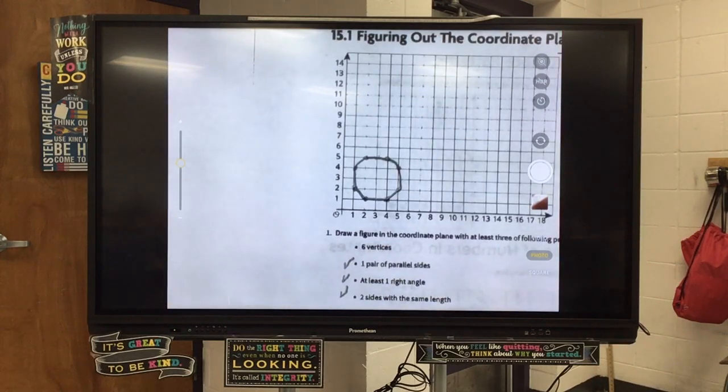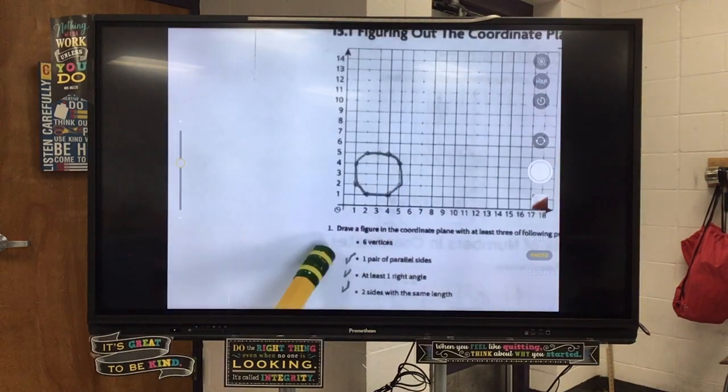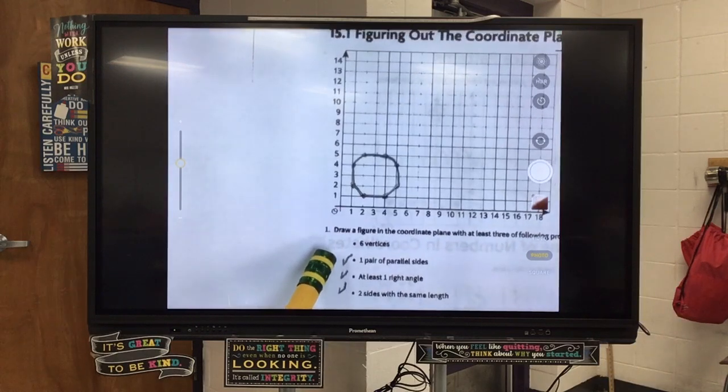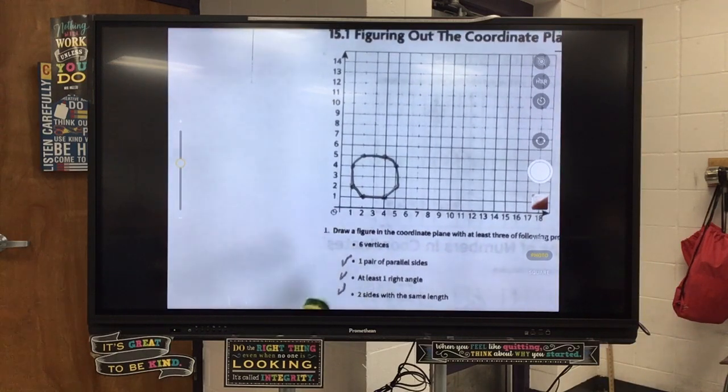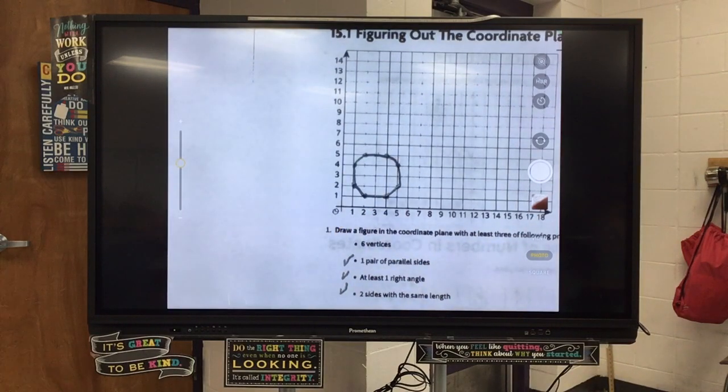Where's the right angle? If it's an octagon, it can't have a right angle. Because all the angles are what? I haven't done this in a while. It's okay. That's all right. I forgot. You're good. No worries.